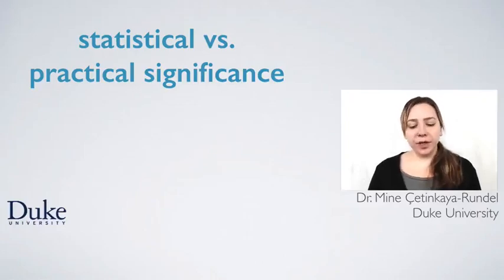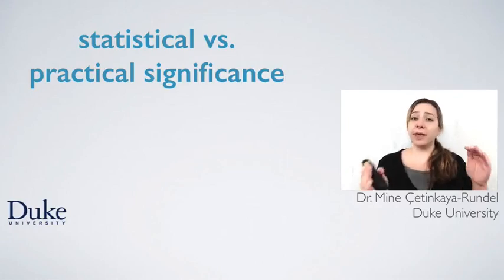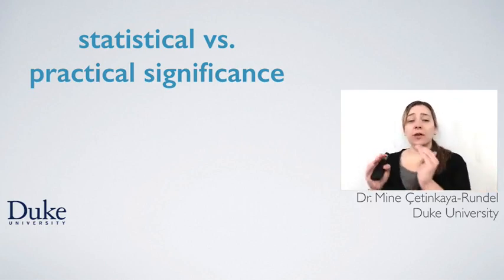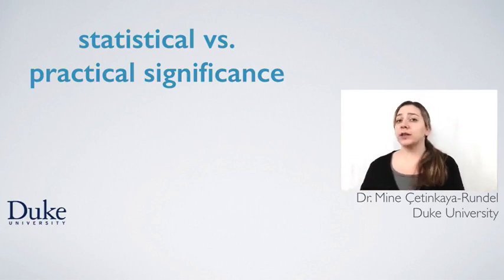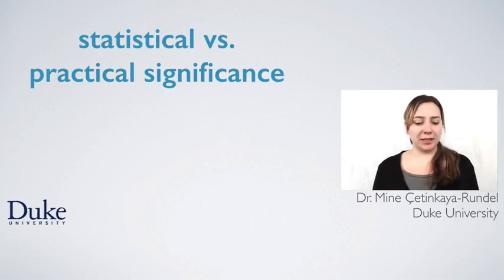So far in this course, we've talked about making decisions on hypotheses based on p-values. If a p-value is small, we get to reject the null hypothesis, and we call such a result a statistically significant result. In this video, we're going to talk about what is statistical significance versus what is practical significance, because while sometimes they go hand in hand, that is not always the case.